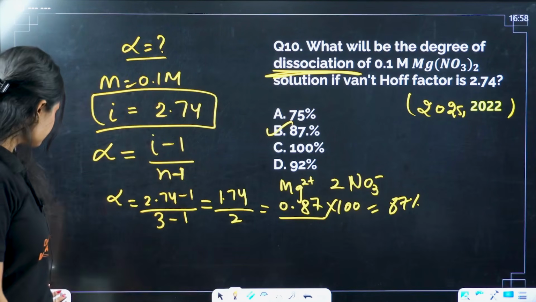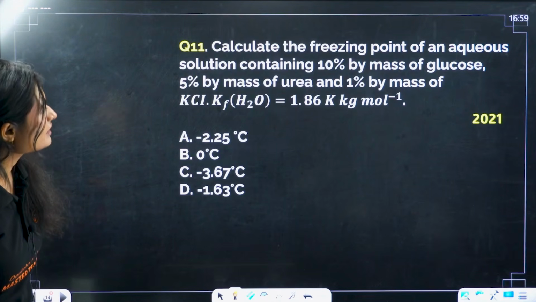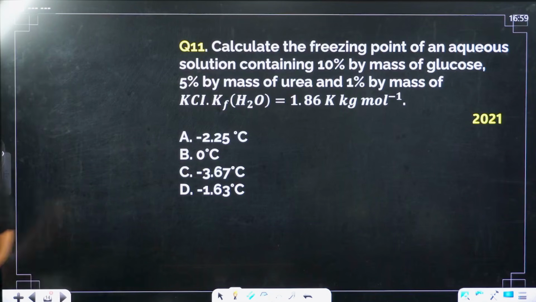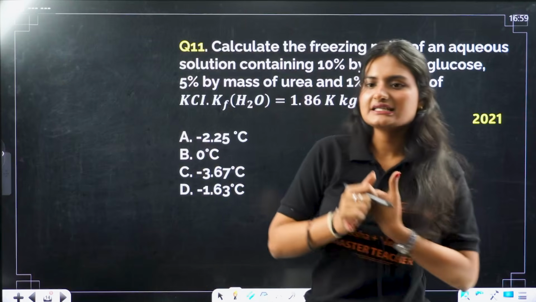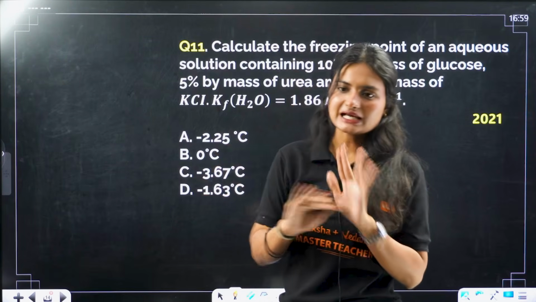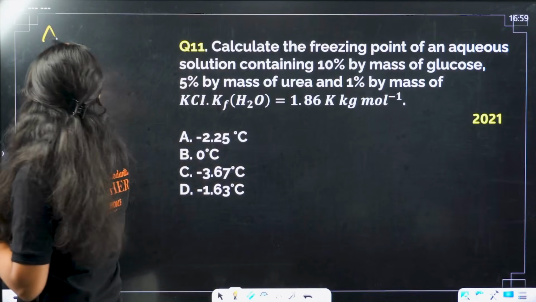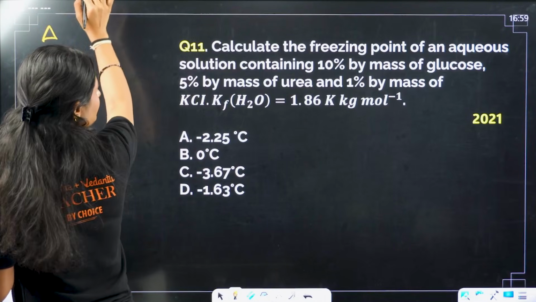Next question. Calculate the freezing point of an aqueous solution containing 10% by mass of glucose, 5% by mass of urea, and 1% by mass of KCl. Kf is already given. Firstly, it's a little lengthy question calculation wise, but concept wise very simple. The depression in freezing point. You need to calculate the freezing point.